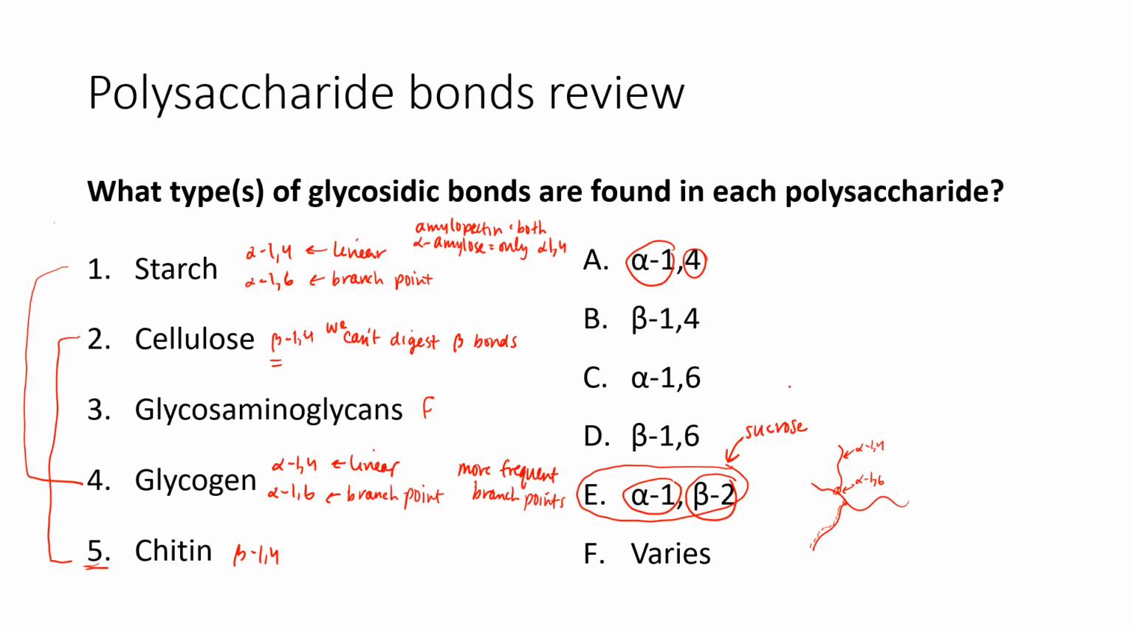So sucrose is a glucose attached to a fructose. And they're attached at their anomeric carbons. So you have the alpha glucose attached to a beta fructose. Fructose is a ketose, so your anomeric carbon is carbon 2. Whereas for glucose, your anomeric carbon is carbon 1 because it's an aldose.